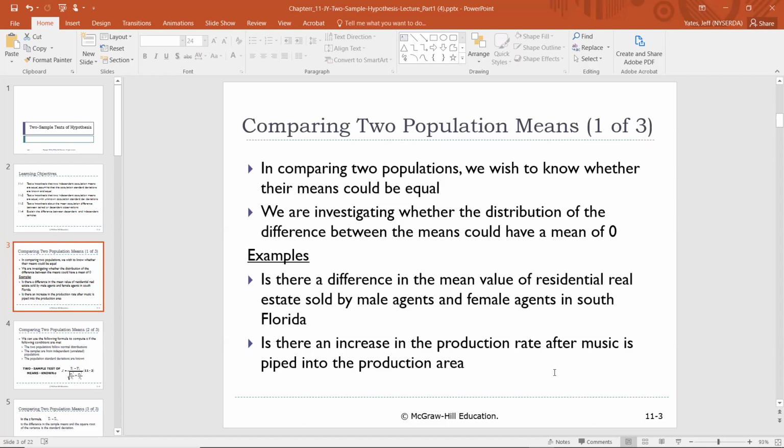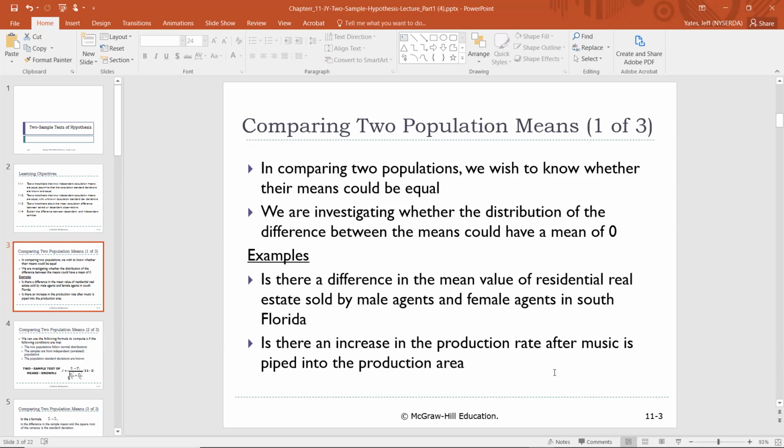So some examples. Is there a difference in the mean value of residential real estate sold by male agents versus female agents in South Florida? Okay, that might be an example for where we might use this. Is there an increase in production rate after music is piped into a production area? So let's say we decide to try to make our workers more productive, more happy, and we decide to pipe music into an area where they're working. And let's see if it makes any effect on worker satisfaction.